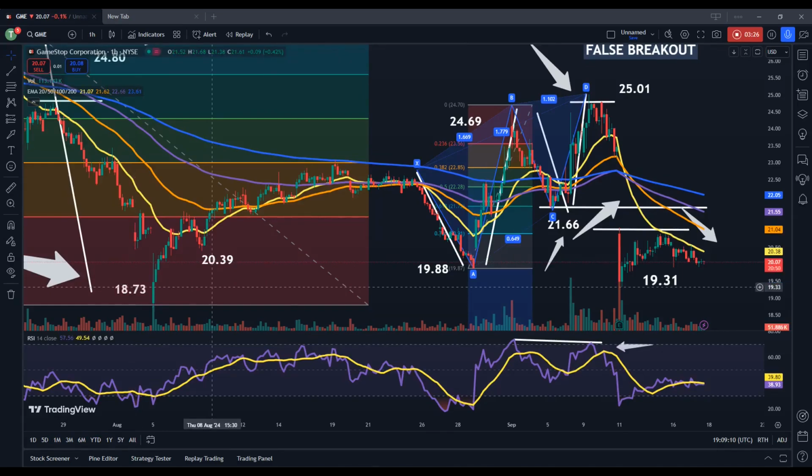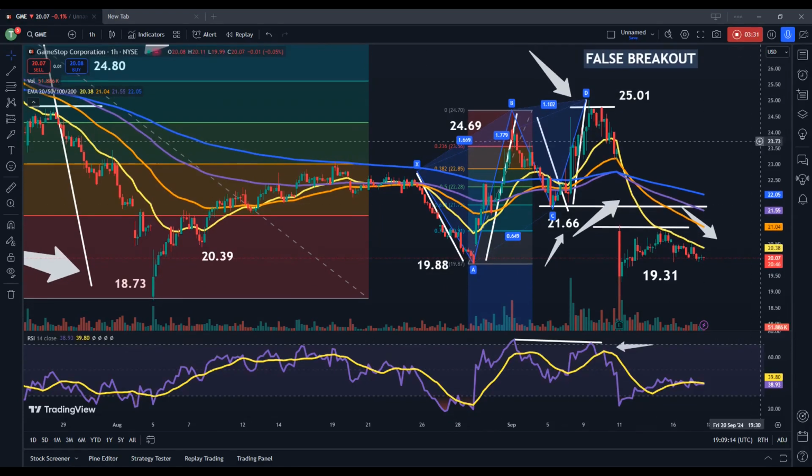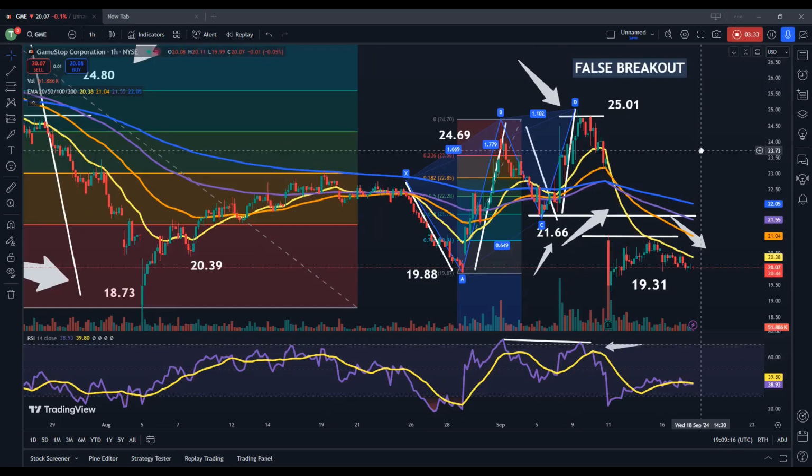So overall, these are very significant price moves here, and it really does show that this movement above that $25.01 level was indeed a false breakout. There really is no question about that.